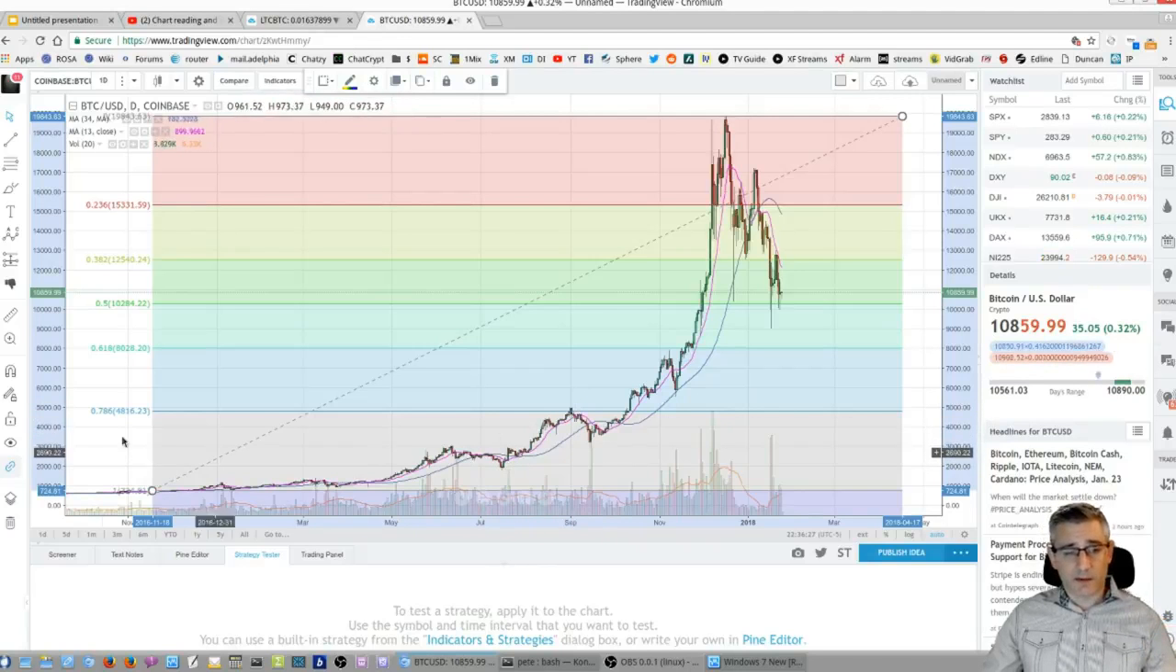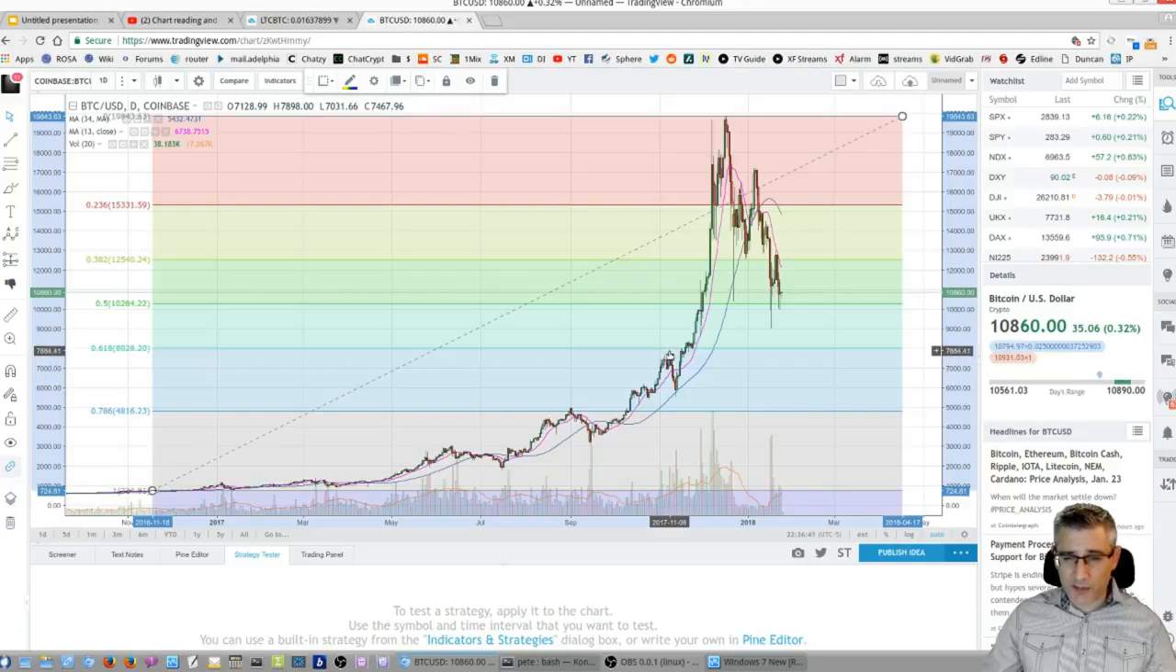So this 0.786 line here acted as resistance, and it first bounced off it and then broke through it. When it broke through, you can see this wick almost touched the top, and then bounced, but then came right back, had a little resistance there, and just kept on going. Broke through the green section. Very strong rally here. Broke through into the red section, and you can see the top.